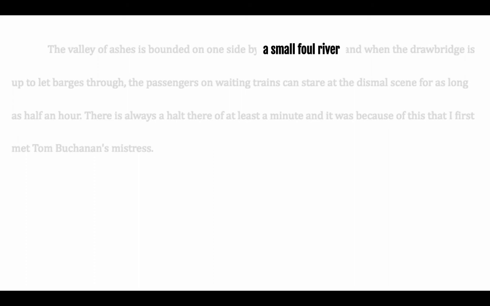Okay, so the Valley of Ashes is bounded on one side by a small foul river, and when the drawbridge is up to let barges through, the passengers on waiting trains can stare at the dismal scene for as long as half an hour. There's always a halt there of at least a minute, and it was because of this that I first met Tom Buchanan's mistress. Okay, so at the end of Nick's description of this hell-like setting, we find out that this is the place that he first meets Tom's mistress, Myrtle.